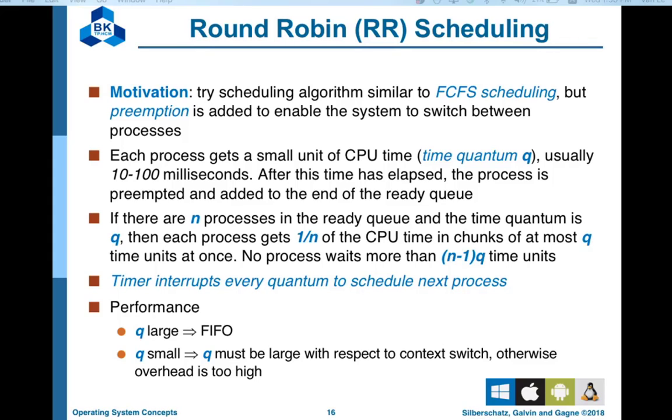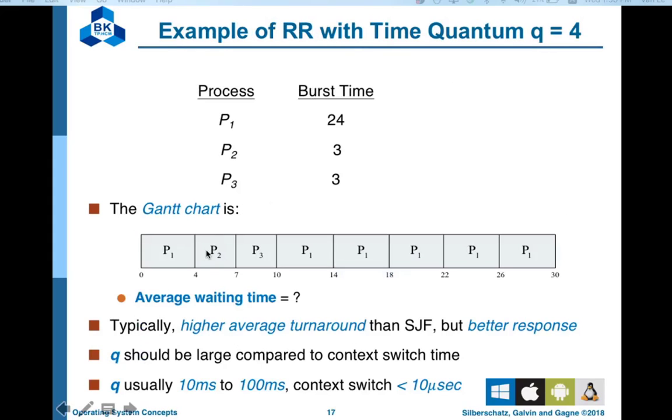So, for example here, if the quantum time is 4, B1 needs 24 milliseconds for execution. But first, B1 is allocated only 4 milliseconds to execute. At 4, if B1 is not yet finished, B1 will return to the end of the ready queue and wait for the next burst time.